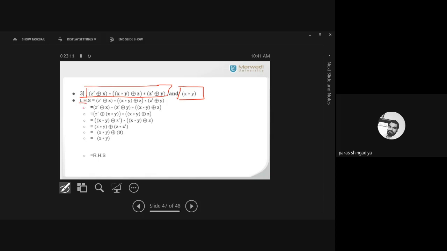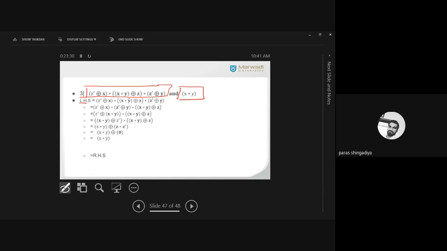In the LHS we have three brackets: z' ring sum x, the second bracket and the third bracket. Just write as it is for the given data, and then identify such a pair where we can use the rules. You have to identify the pair where you can apply the formula.